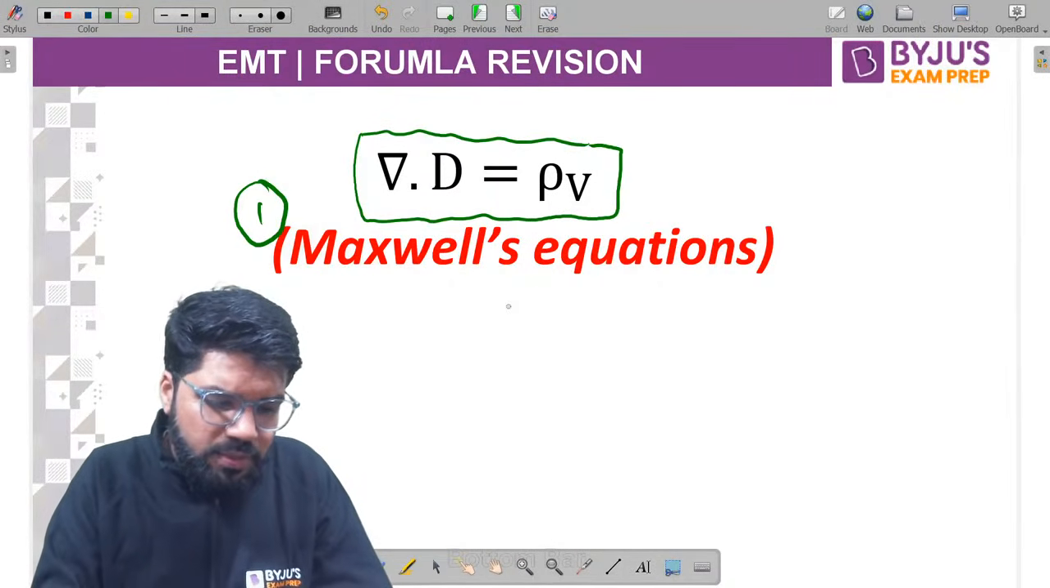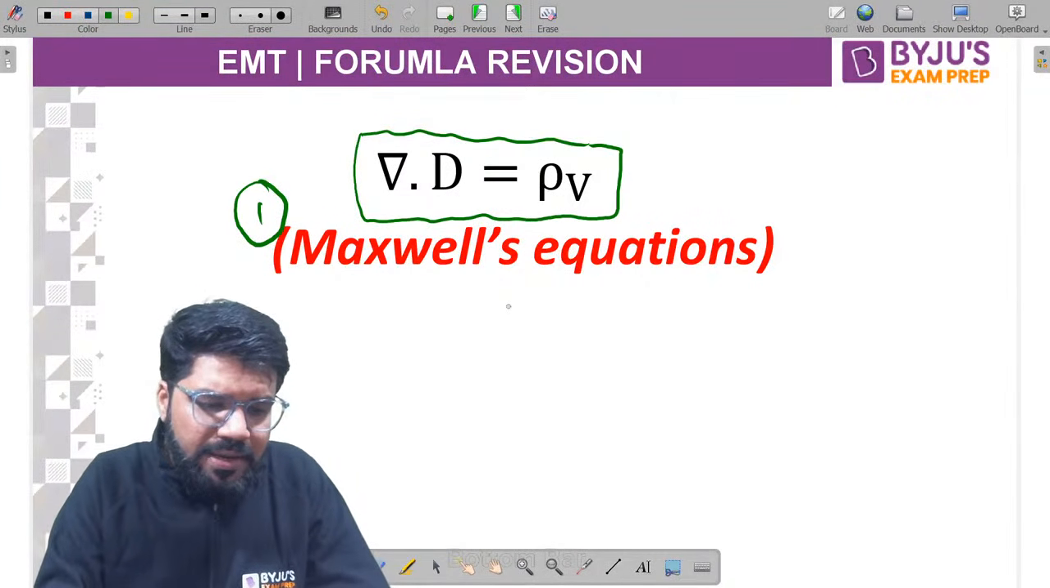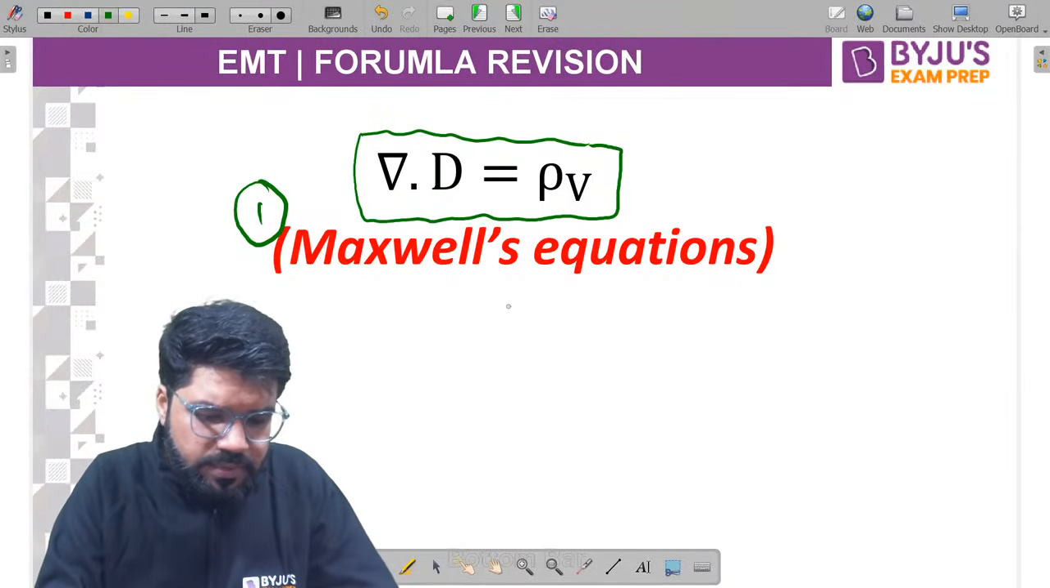Hope it is all clear up to this point. There's a quick formula revision of all, and then let's move towards the next one as well.